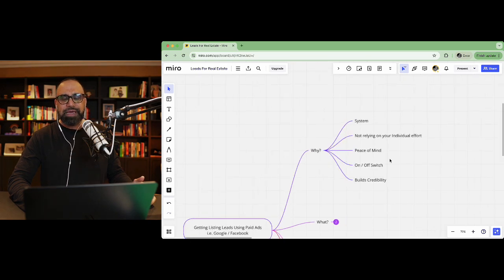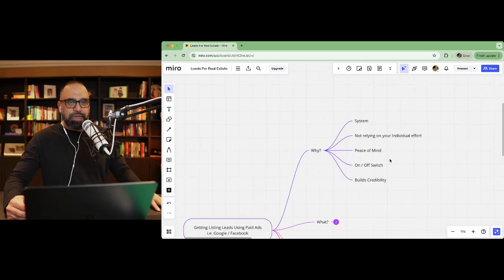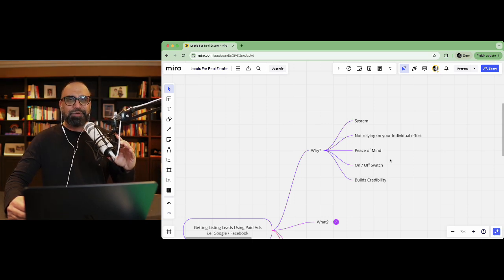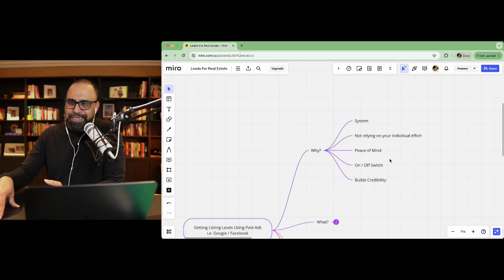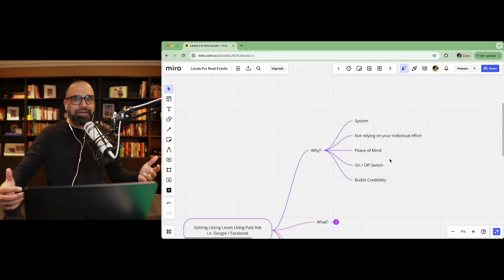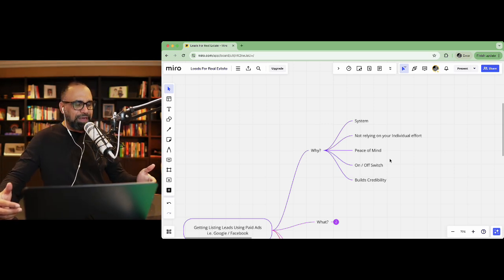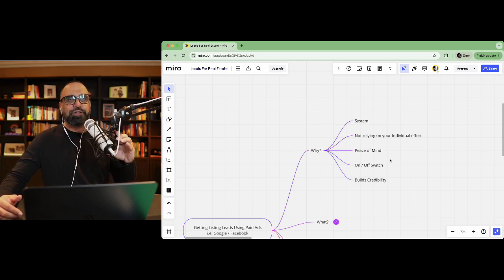The first thing is it's a system, right? A system is a system when you don't actually rely on people physically doing the work. You don't need to rely on your individual effort. Imagine this, you are away on holidays somewhere, and now either somebody has to be working behind when you are away, or you don't have any money coming through. But if the system is taking care of your listings, you still have a bit of commission coming through because you implemented the system. So you're not relying on your physical efforts.